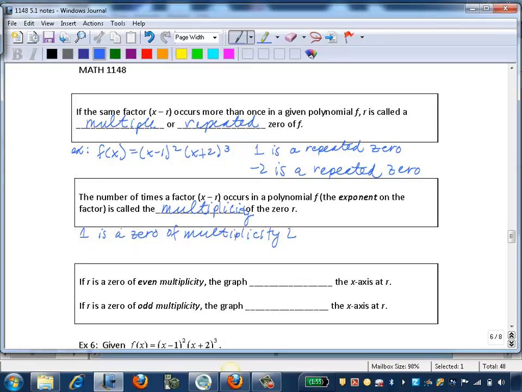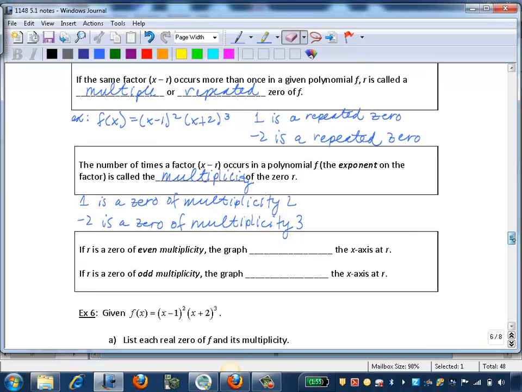And then we can say that negative 2 is a 0 of multiplicity 3, because we can see that the exponent on the factor x plus 2 is 3. In other words, x plus 2 occurs as a factor 3 times.